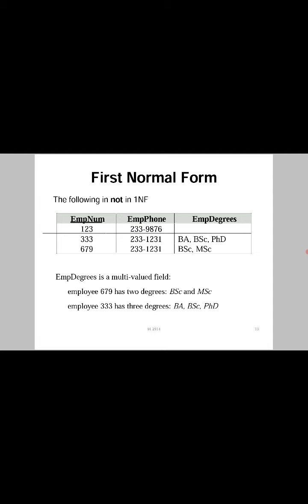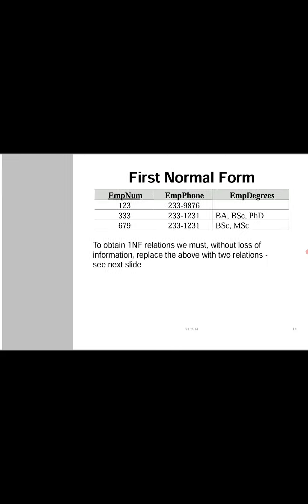The employee degrees field is not single-valued. It is a multi-valued field, because it has more than one value. Employee 679 has two degrees, BSc and MSc. Employee 333 has three degrees, BA, BSc and PhD. So it is a multi-valued field.